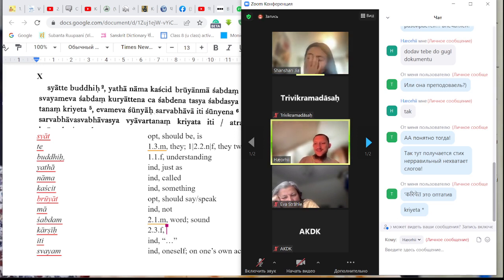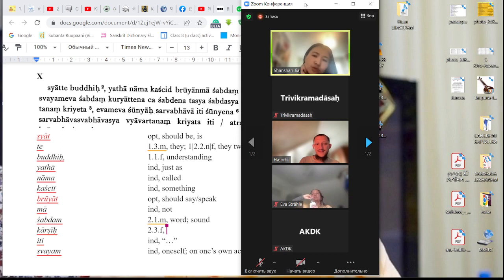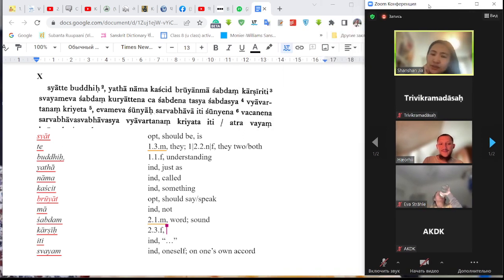Optative, third person singular. Yes, that's correct. You're right. So that part, I think we've already solved the problem. But I'm just asking about this yata. Usually, it should be picked up by something to form a complete sentence.